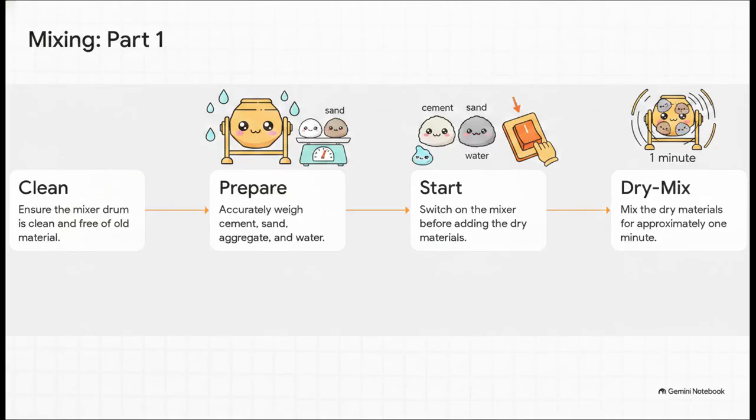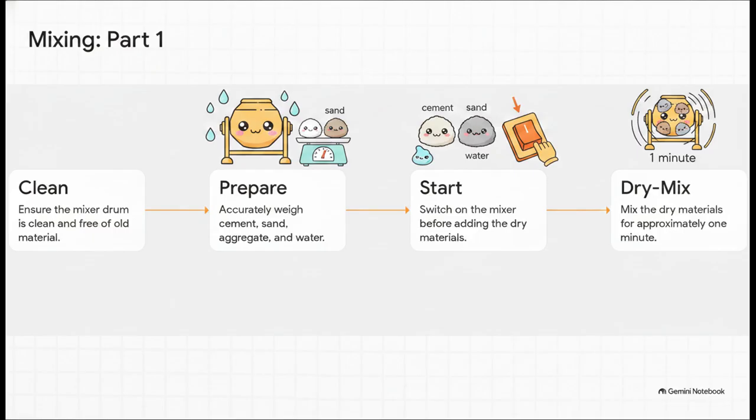Let's see how this all builds in our virtual lab, going step by step, starting with the concrete mixer. Watch the 3D animation on your screen as we prep the machine. First, we have to ensure the mixer drum is completely clean. Then we accurately weigh out our cement, fine sand, coarse aggregate, and water.